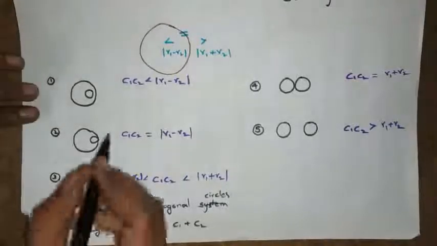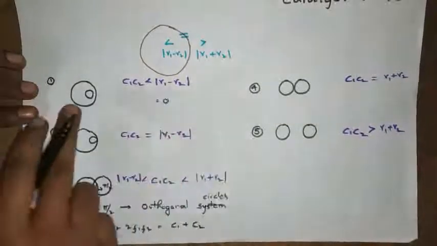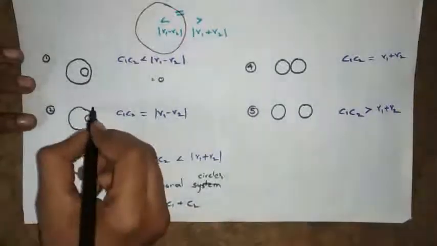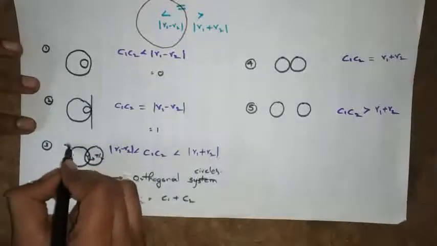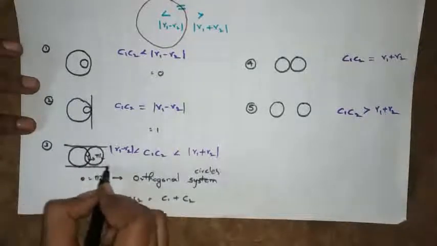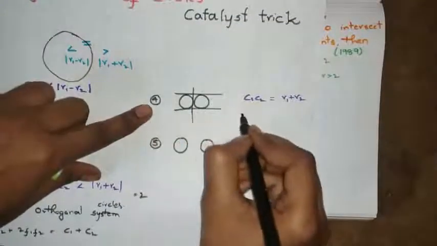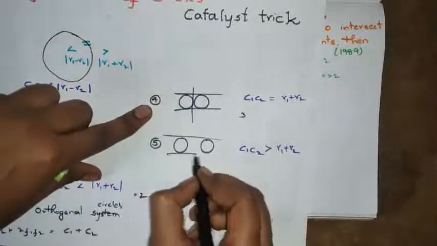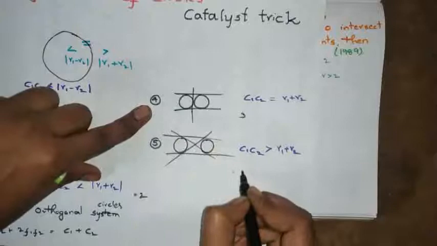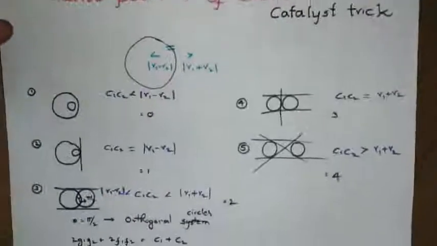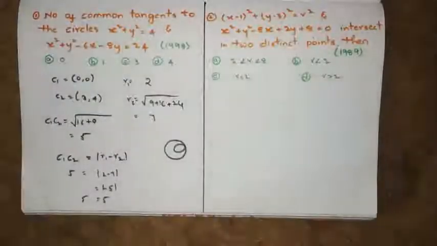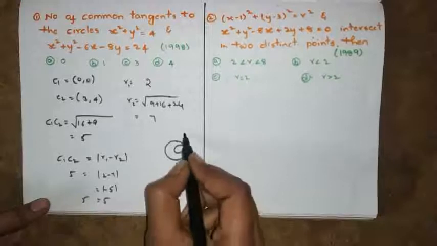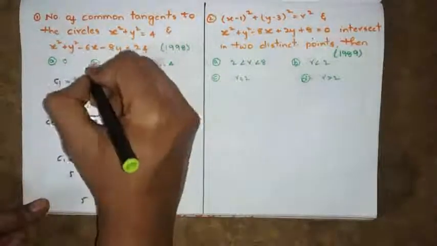How to know the common tangents? For this, zero, we can't draw any tangent. For this, I can draw a tangent like this. So 1. For this, I can write 2 common tangents. And for this condition, 3 common tangents. And for this, 4 common tangents. Okay. Take a screenshot if you want. And let's move to the question. Okay. See. What is the number of common tangents? 1. So the answer will be option B.